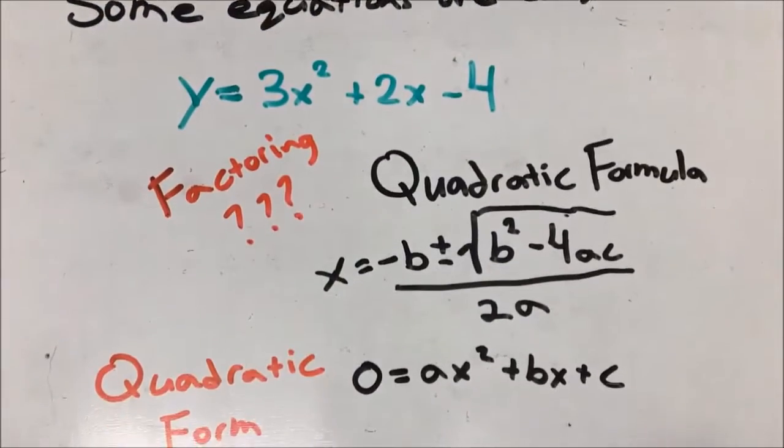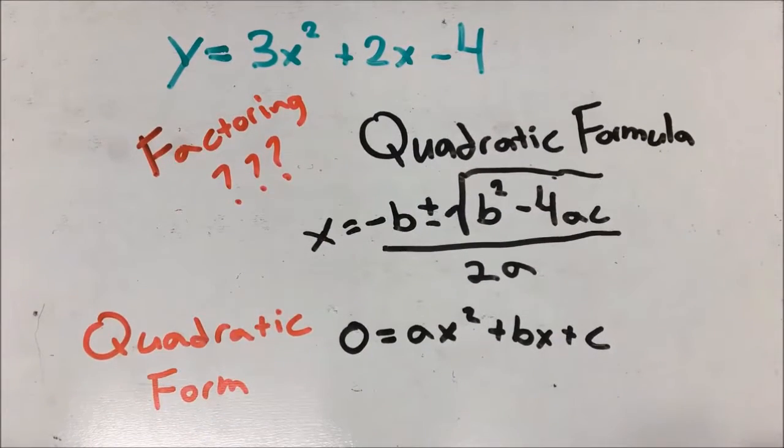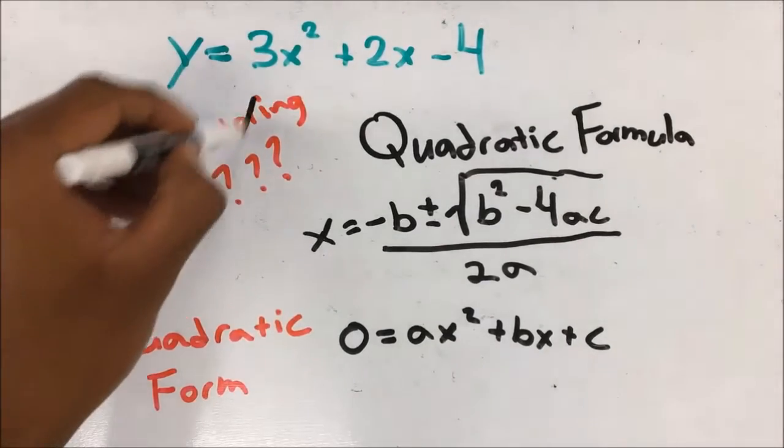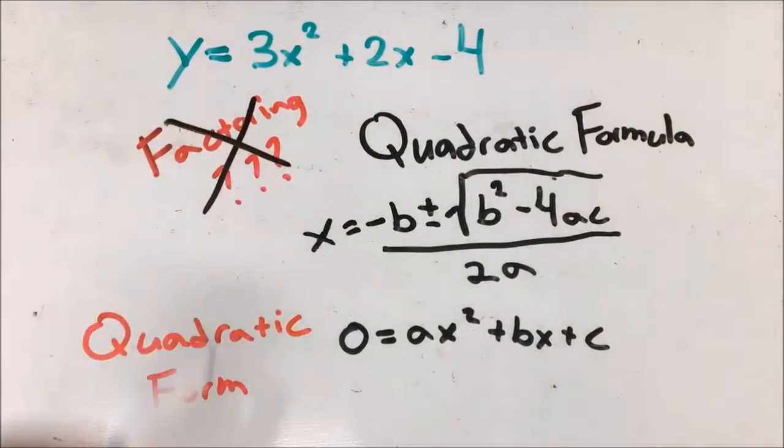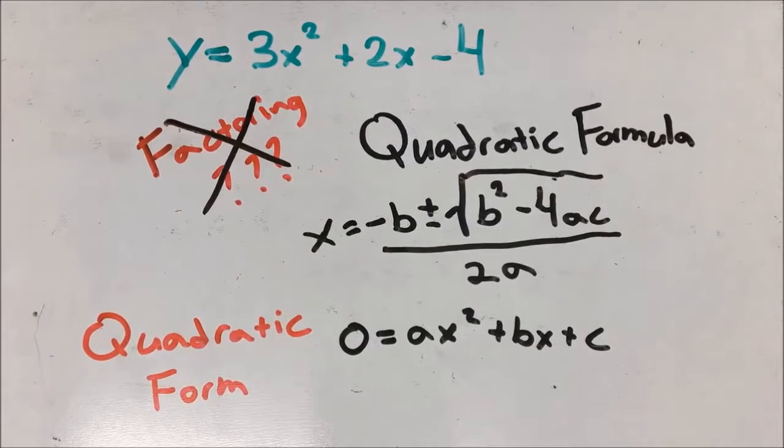Some equations are more complex. y equals 3x squared plus 2x minus 4. Factoring? I don't think so. Use the quadratic formula, which is x equals negative b plus minus square root of b squared minus 4ac all over 2a. And the quadratic form is 0 equals ax squared plus bx plus c.